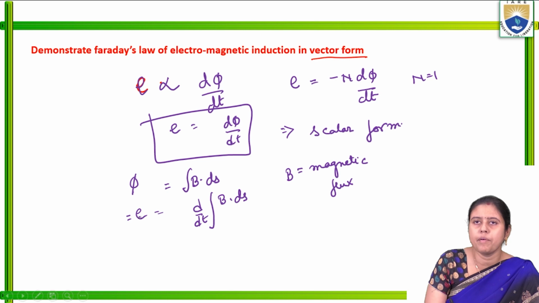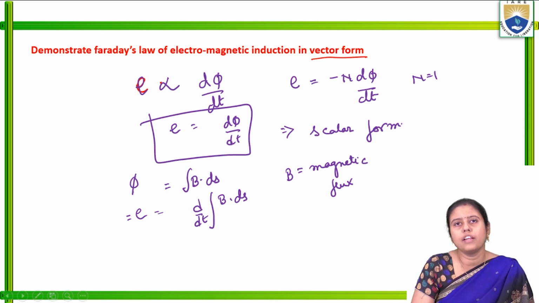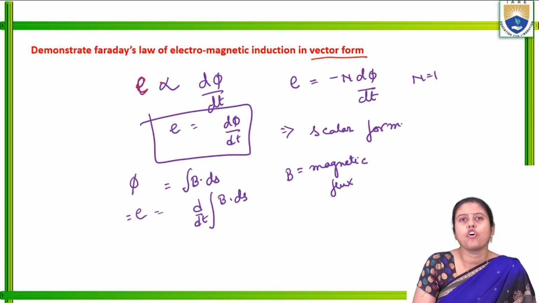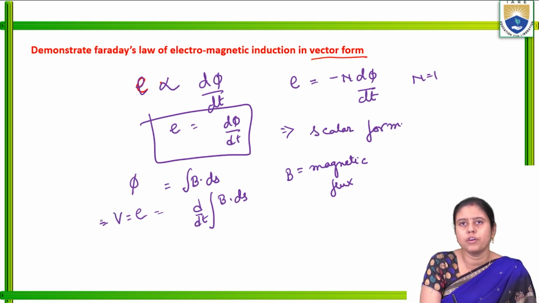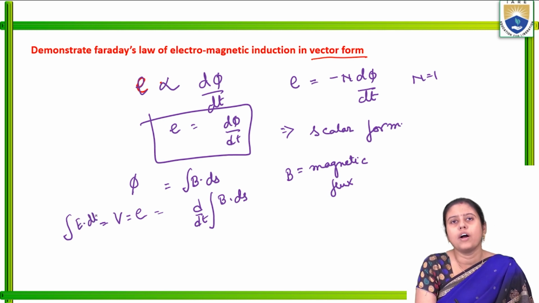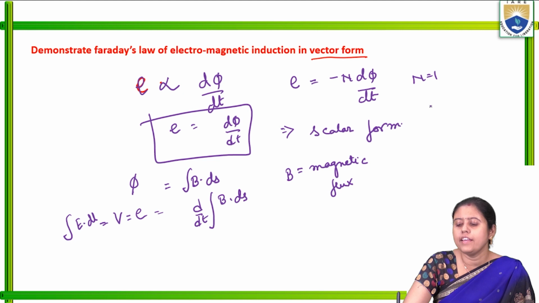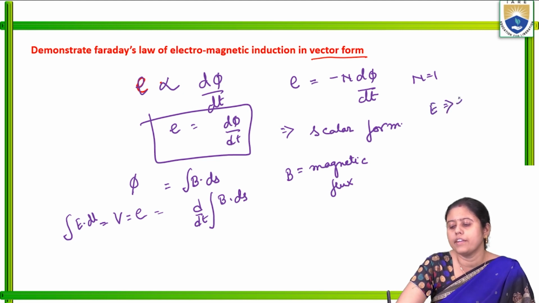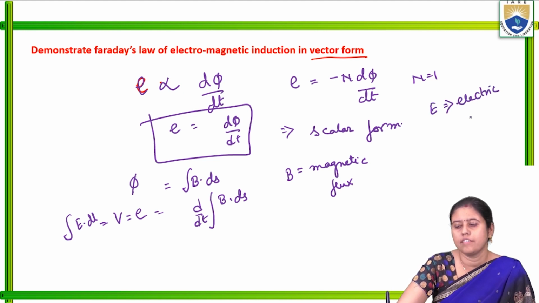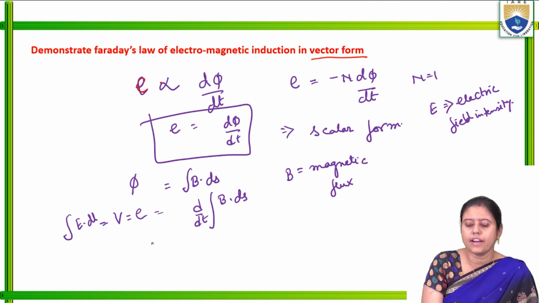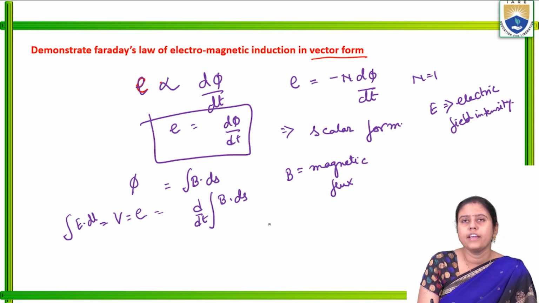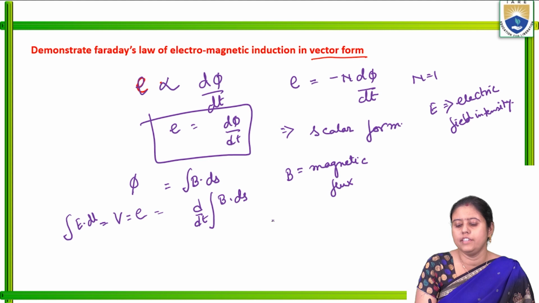Again, what is EMF? In an open circuit, we call it EMF, but in a closed circuit, we call it voltage. And what is voltage? Voltage is nothing but the integral of E dot dl. What is the meaning of E dot dl? Capital E is nothing but the electric field intensity. So we can write, if we combine these two, the closed integral of E dot dl is equal to minus d by dt of B dot ds.